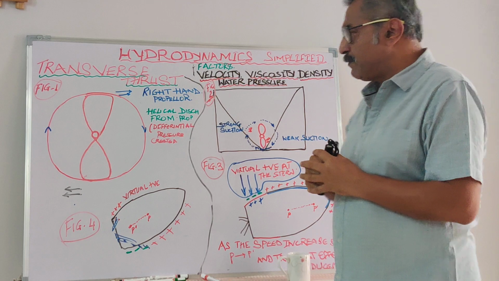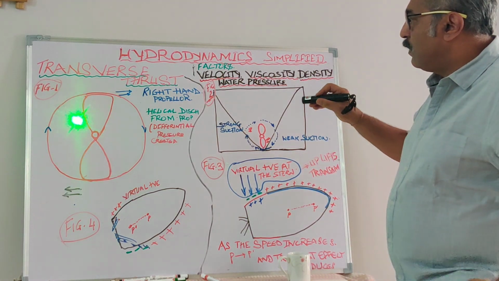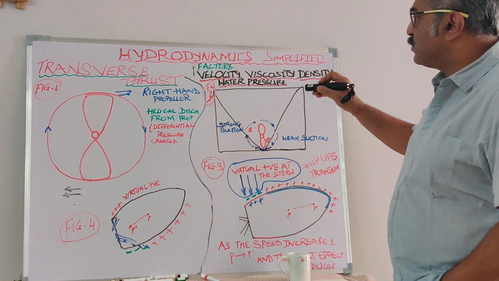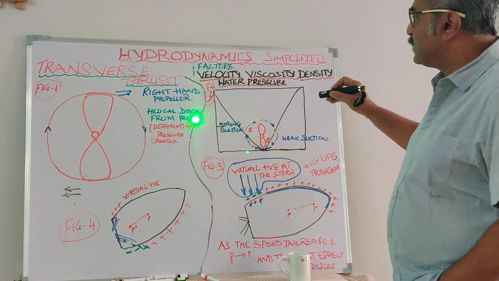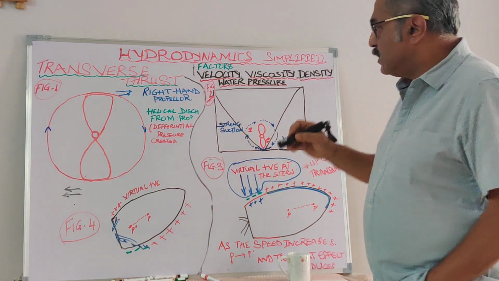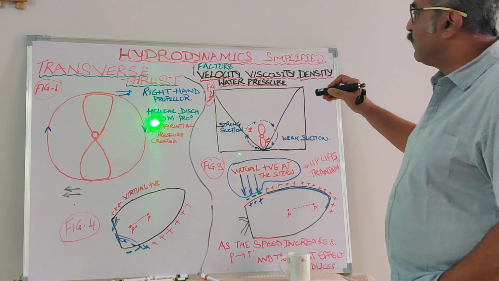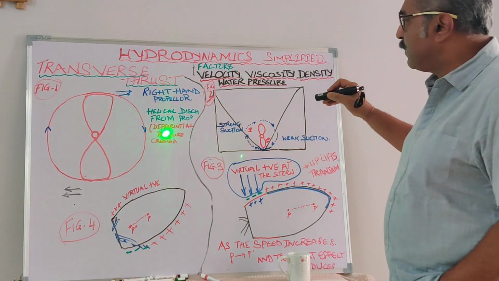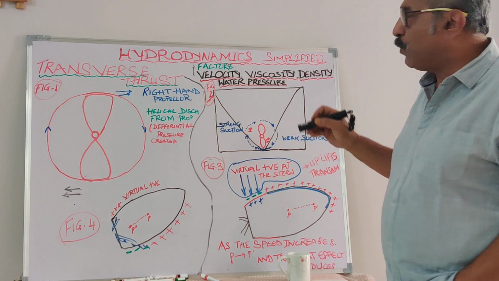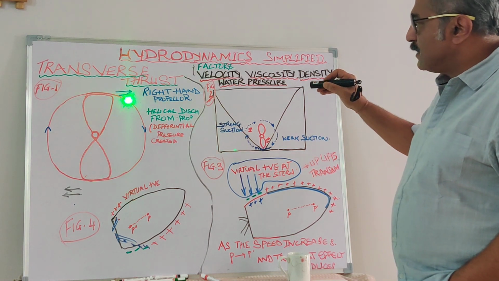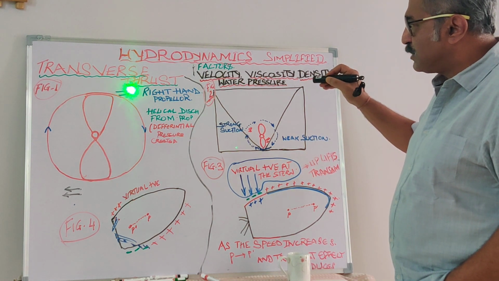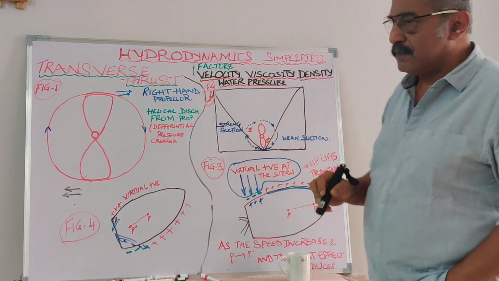Now, coming to that point, when we talk about a right-hand screw propeller, there is a helical discharge if I talk about the impeller. In other words, in the propeller case, there is a helical rotation of the fluid, where the propeller is churning in the water. And also there is a differential pressure, high pressure at top and low pressure at the bottom.